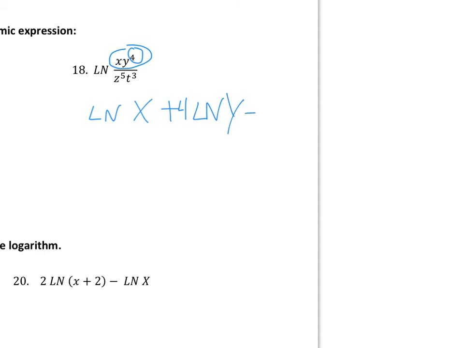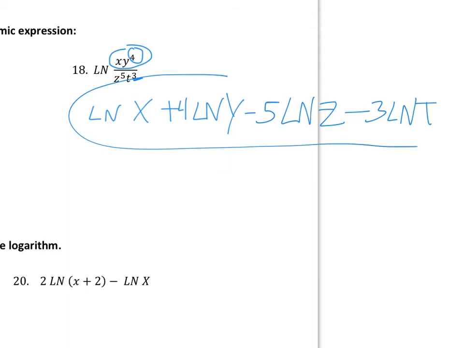So I'm going to have minus 5 times the natural log of z, and then minus, the exponent here is 3, so then minus 3 times the natural log of t. Alright, so I expanded that out to 4 natural logarithms.